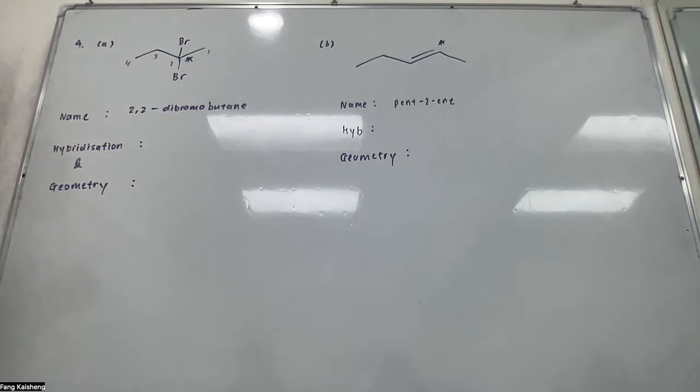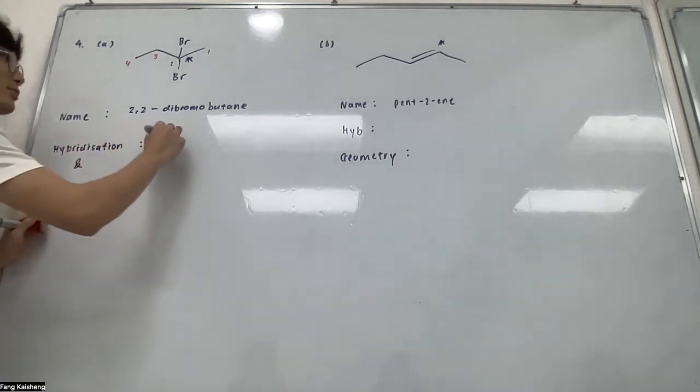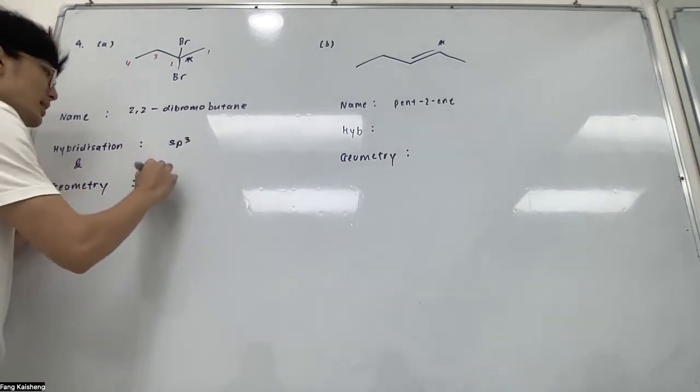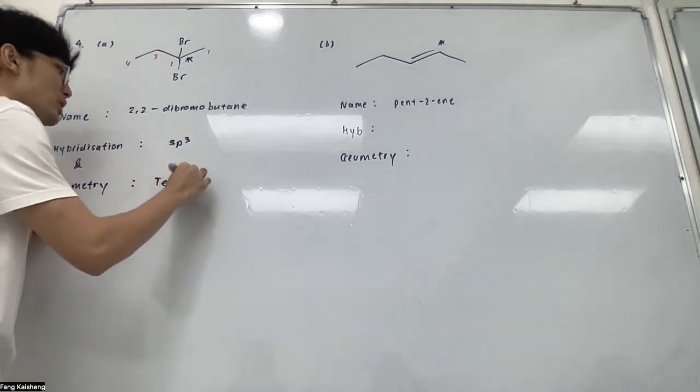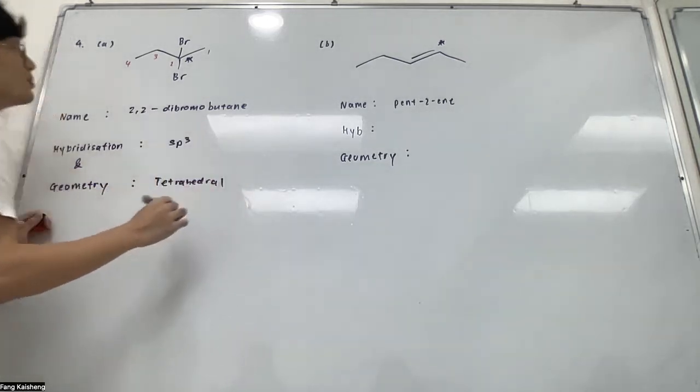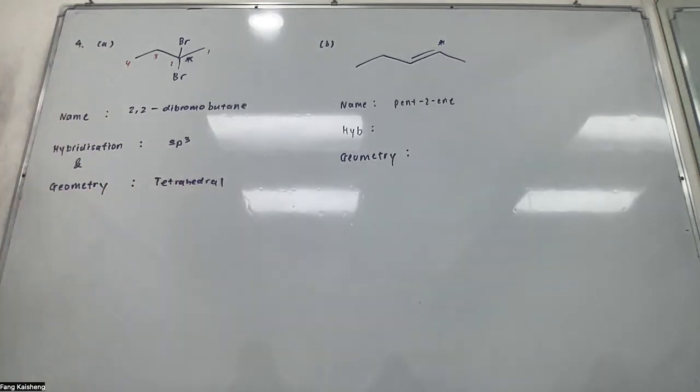Okay, it is sp3 hybridized because, how do you know that? It's tetrahedral. So you can answer two things already. It is sp3 hybridized simply because it is a tetrahedral carbon: four different groups, all four are single bonds.